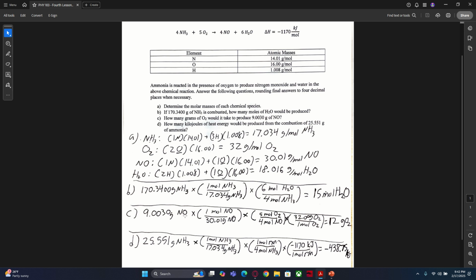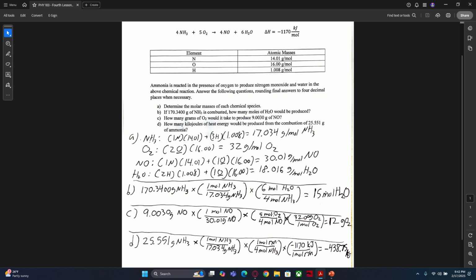9.003 grams of NO. To go from grams to moles of NO, multiply by the inverse of its molar mass. That would be 1 mole of NO per 30.01 grams of NO. We got this number from part A. Now to go from moles of NO to moles of O2, we need the ratio of their coefficients. For every 5 moles of O2 that are going to be reacted, we are going to produce 4 moles of NO. So 5 over 4.